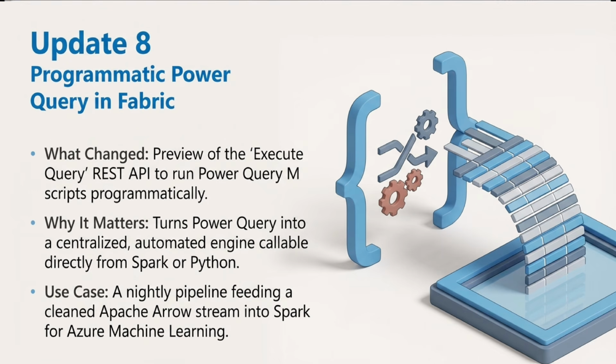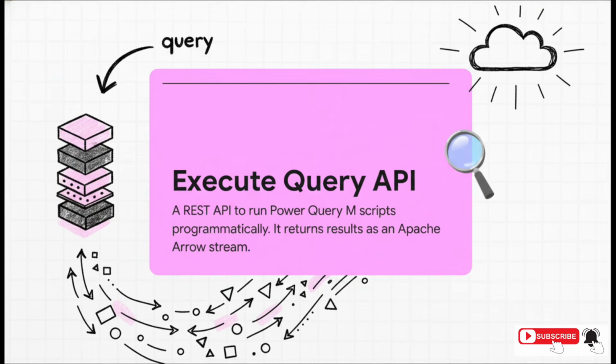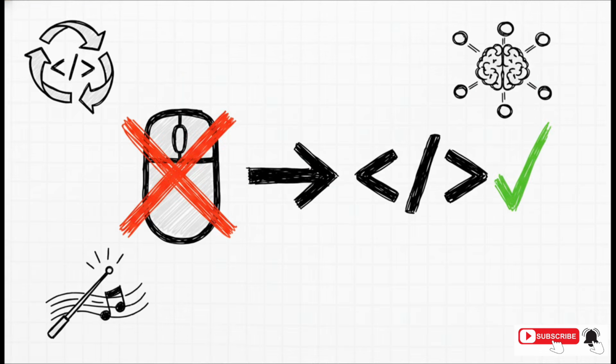So let's break this down. The new feature is a REST API called the Execute Query API. It lets you take your Power Query M scripts and run them programmatically, completely outside of the UI. And here's the really important technical bit. It streams the results back to you as a high-performance Apache Arrow stream, which is just tailor-made for fast data processing.